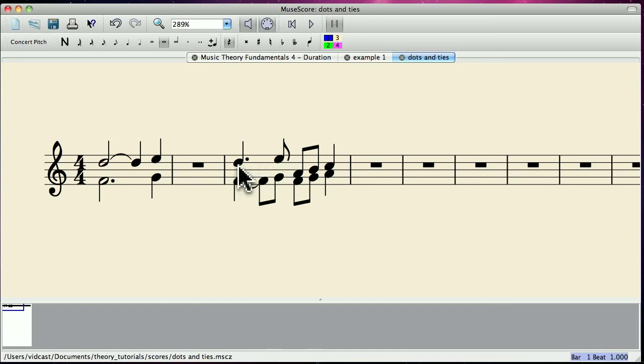So here's a dotted quarter note. Now half of the value of a quarter note is an eighth note. And so this dotted quarter note means the exact same thing as this quarter note tied to the eighth note. So take half of the value of a quarter note, which is an eighth note, add it to itself, and that's the duration of this note. These two things are exactly equal, just like over here.